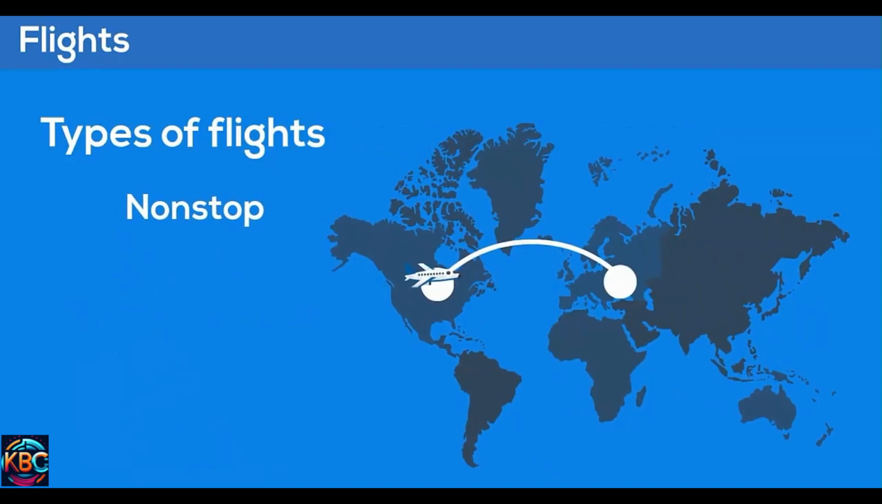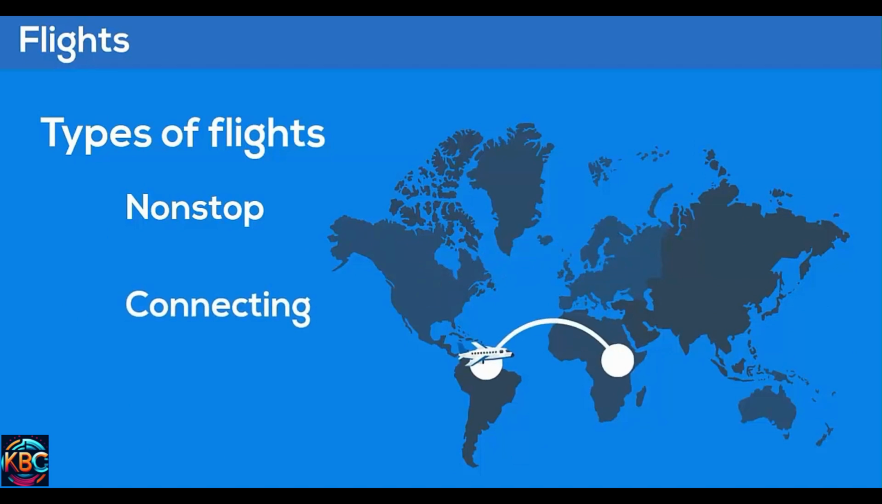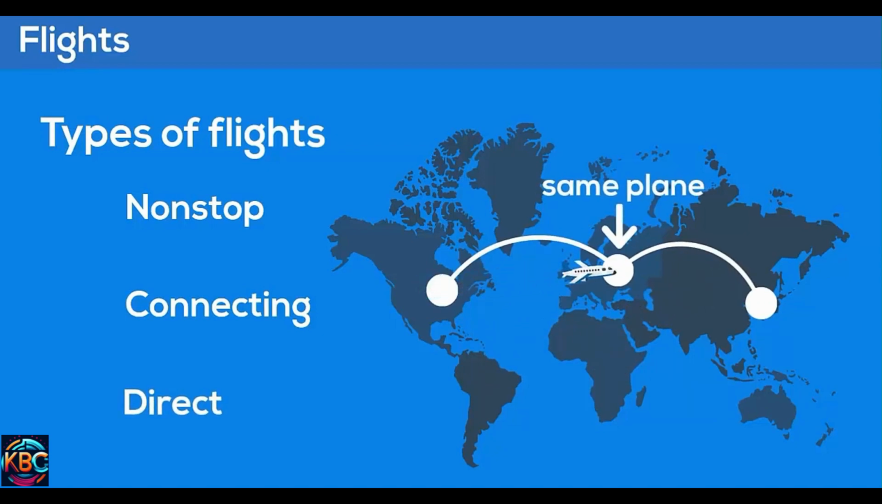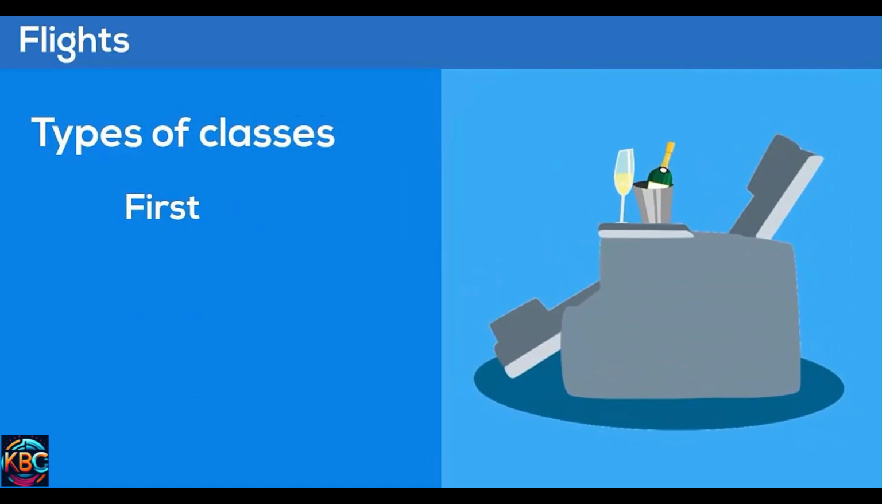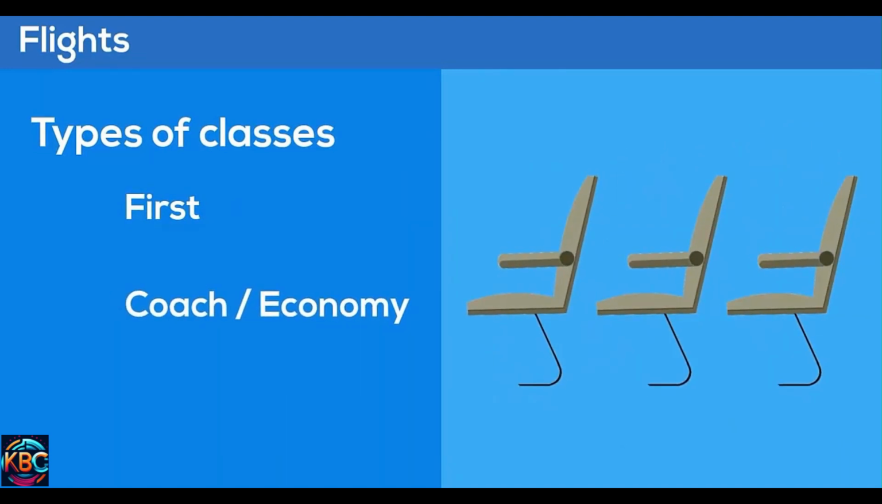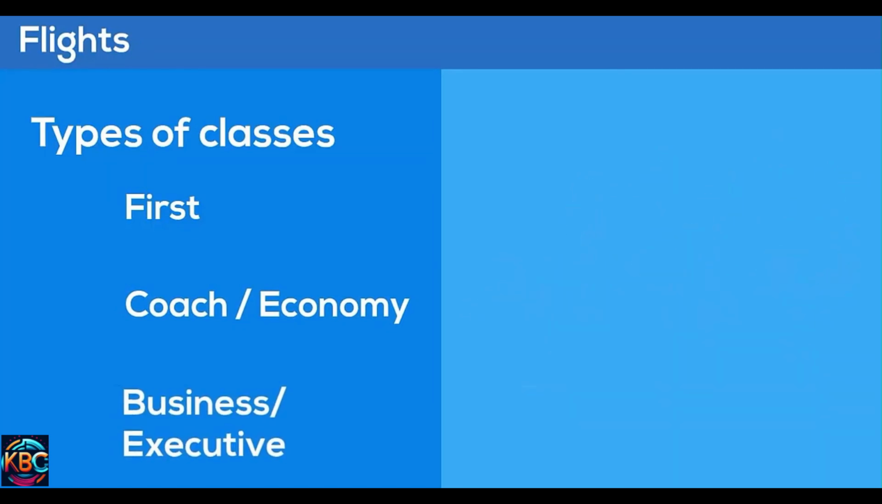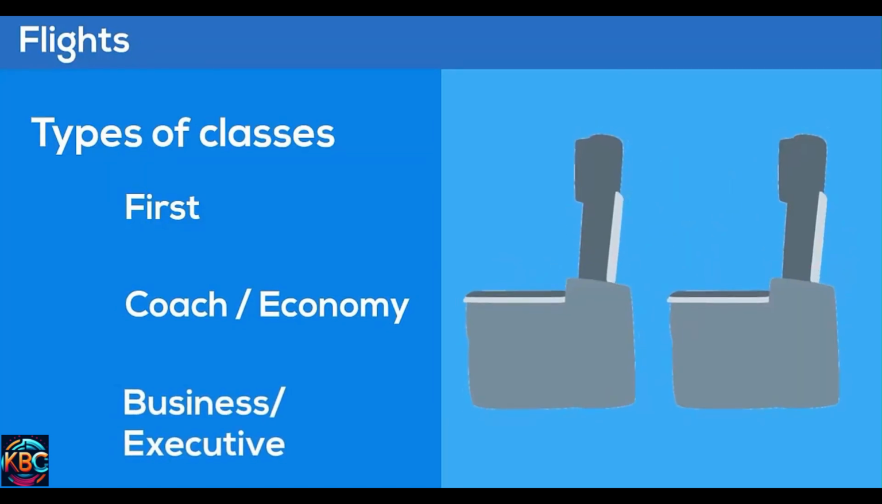Some of the types of flights include a non-stop flight, where the plane flies from one location to another without making any midway stops. A connecting flight, when the passenger has to make a midway stop and change planes. And a direct flight, when the passenger makes a midway stop but stays on the same plane and continues to the destination. Some classes include first class, which is usually the most luxurious, coach or economy class, which is the least luxurious and usually the least expensive option, and business or executive class, which is a bit of a middle ground between the previous 2 in terms of price and luxury.